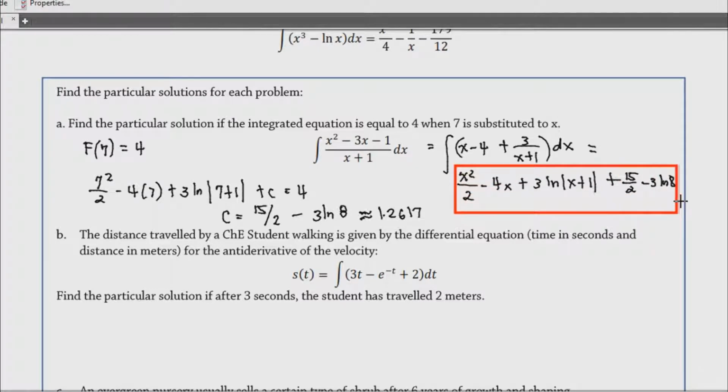So remember, pag particular solution, wala na tayong c, kundi the exact value of c in this equation. Pero for us to be able to determine the particular solution, we should have the initial condition.